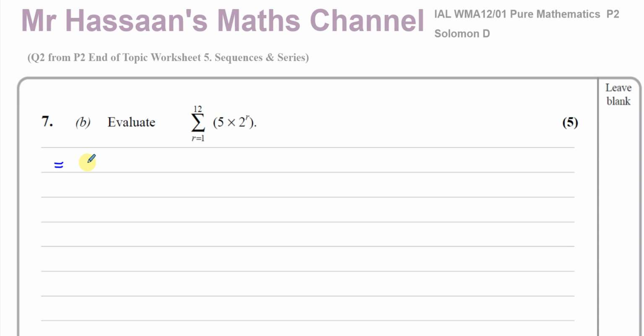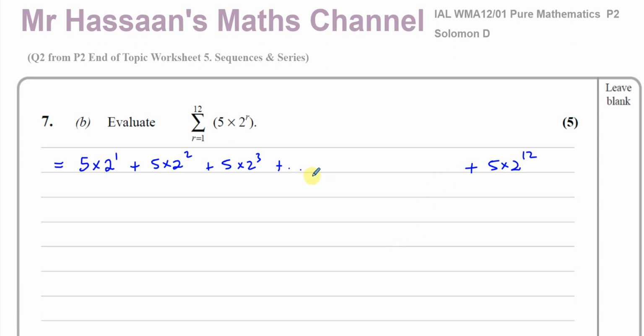So if we start doing that, we can say that this is equal to, let's start with the first term. We have 5 times 2 to the power of 1. Then you have to add to that 5 times 2 to the power of 2. And you keep going, 5 times 2 to the power of 3, until you reach the last term, which is 5 times 2 to the power of 12, from 1 to 12. Okay, so we've got to find the sum of all of these terms.